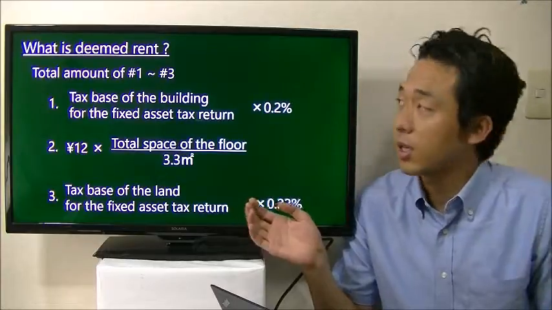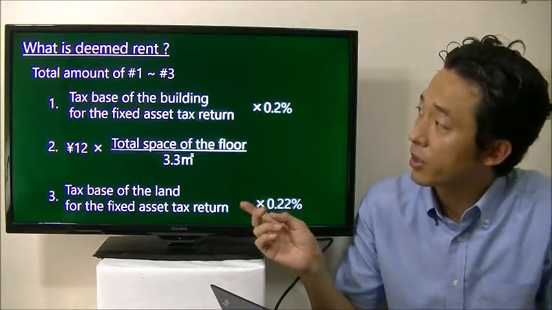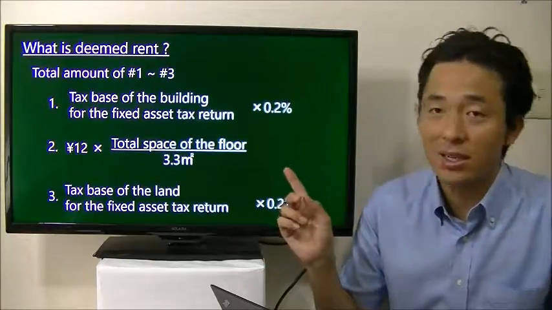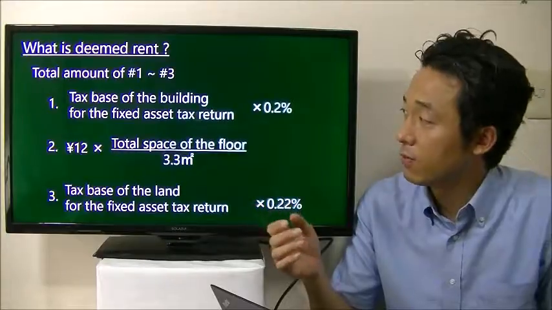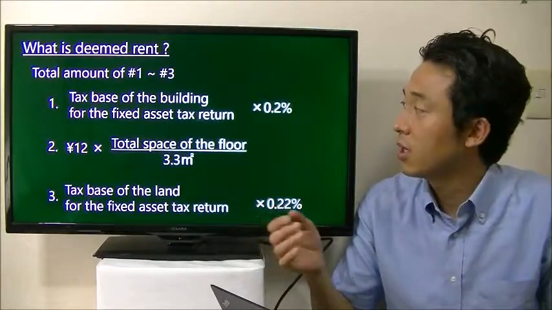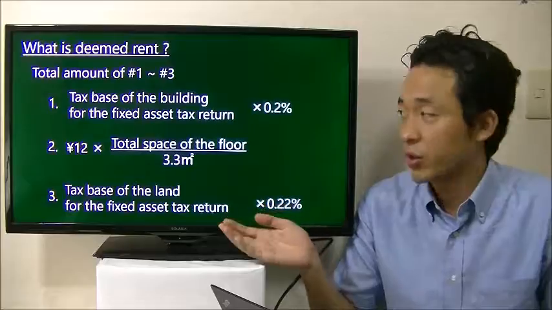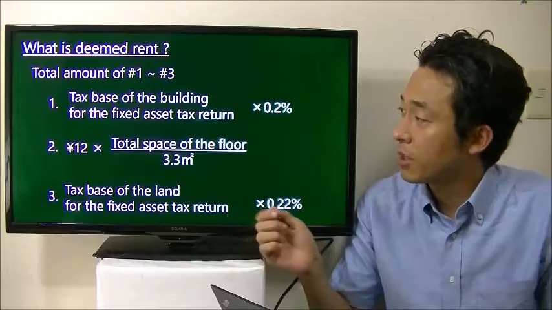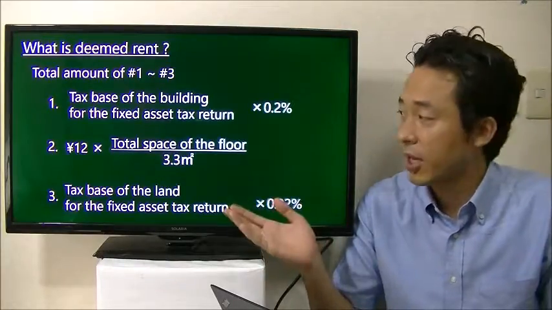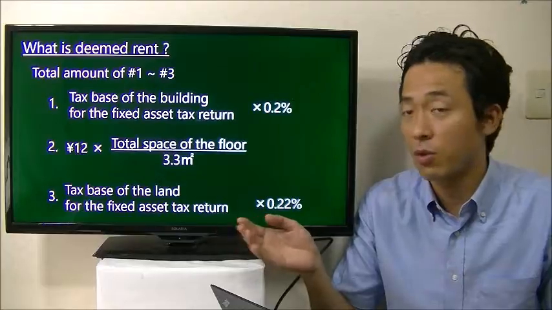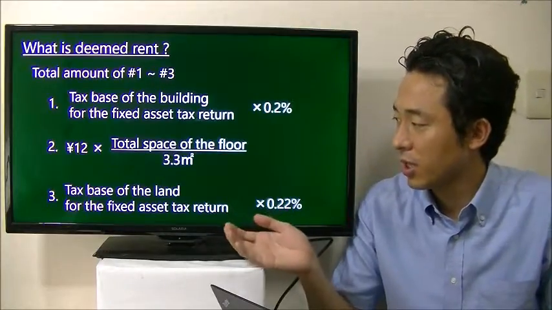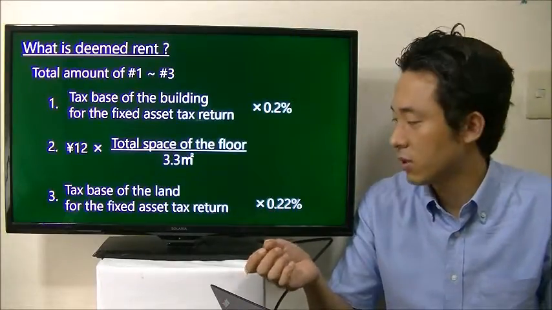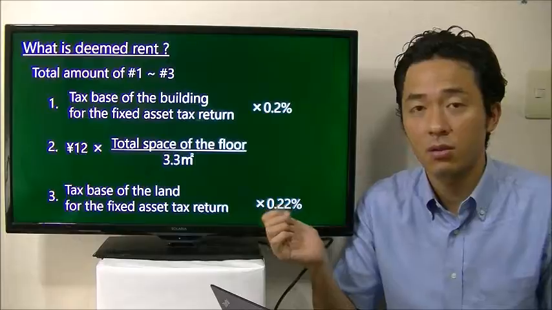The deemed rent is calculated according to these formulas. Total amount of numbers 1 to 3. The first one is the tax base of the buildings for the fixed asset tax return purposes, multiplied by 0.2%. The second item is 12 Japanese yen multiplied by total space divided by 3.3 square meters. And the third one is the tax base of the land, not the building, land, for the fixed asset tax returns, multiplied by 0.22%.